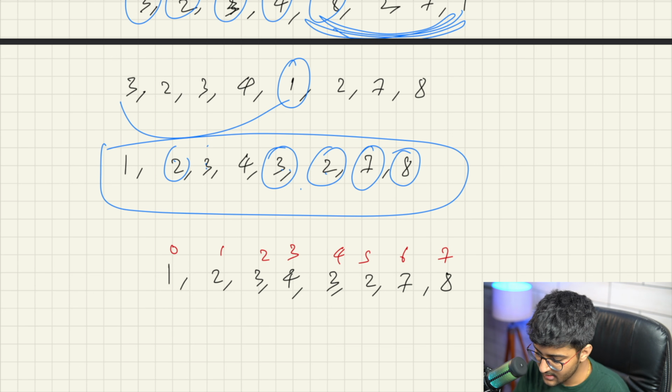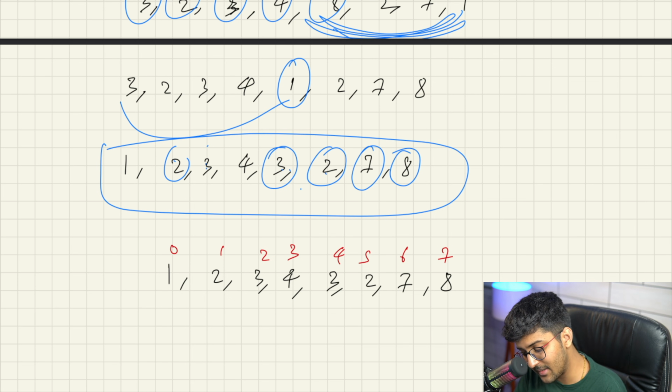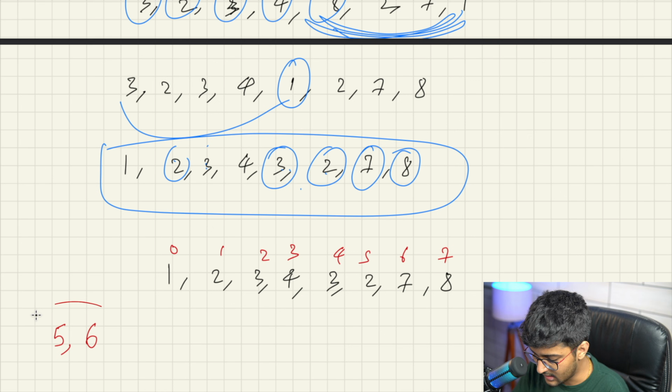So at 0th index, do we have 0 plus 1? Yes, we do. At index number 1, do we have 1 plus 1? Yes, we do. At index number 2, do we have 2 plus 1? Yes. At index number 3, do we have 4? Yes, we do. At index number 4, do we have 4 plus 1 equal to 5? No, we do not. 5 is missing. At index number 5, do we have 5 plus 1, 6? No, we do not. 6 is missing. At index number 6, do we have 6 plus 1, 7? Yes, we do. At index number 7, do we have 7 plus 1, 8? Yes, we do. Answer.